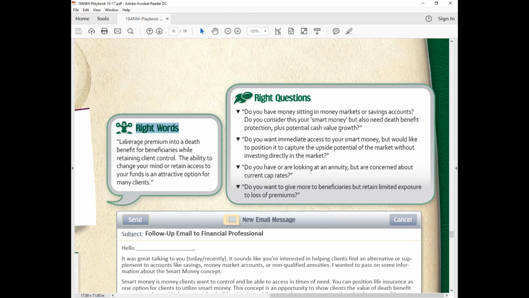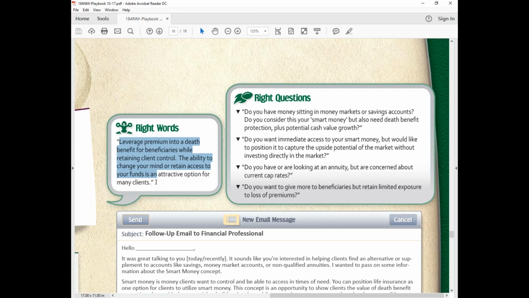So, right words. Do you want to leverage your premium and a death benefit for beneficiaries while retaining client control? Really having the ability to change your mind or retain access to your funds is an attractive option. This is a really attractive option for you. So again, asking those right questions and the right words and utilizing this to really help you leverage these sales opportunities.